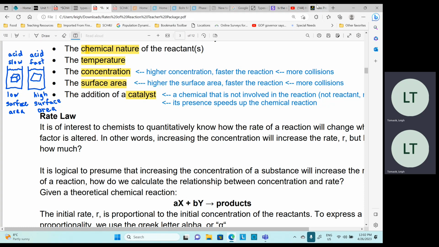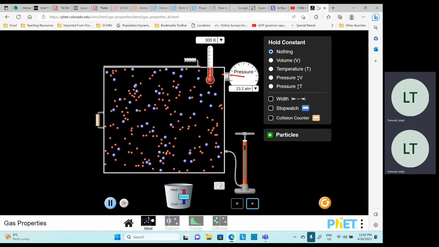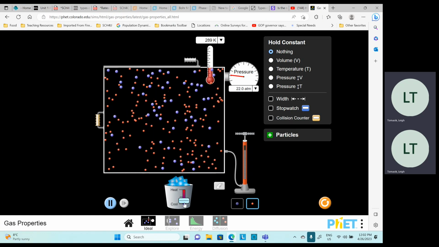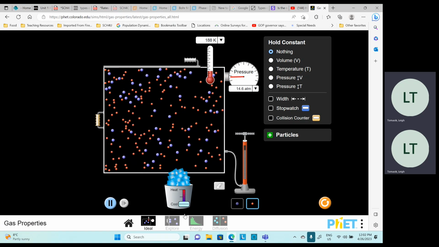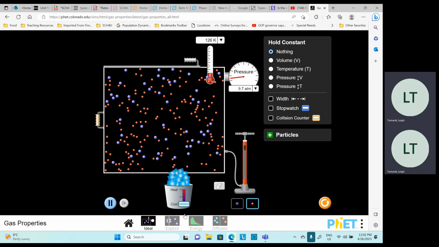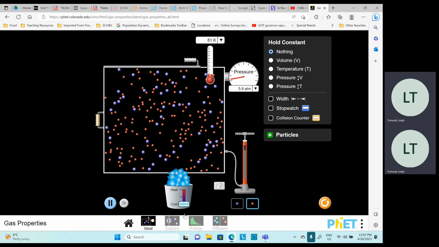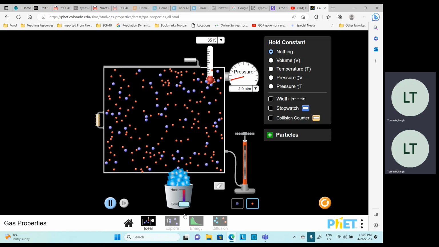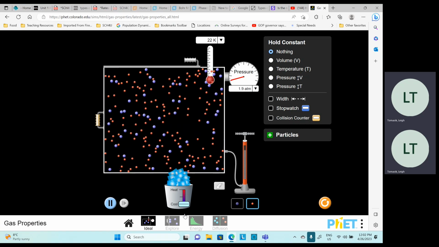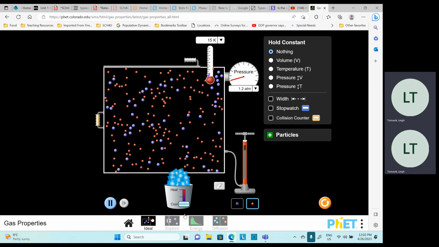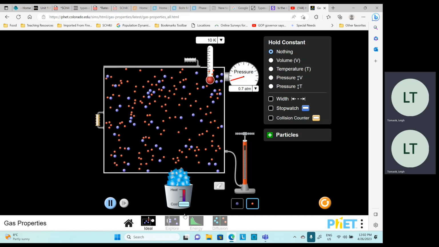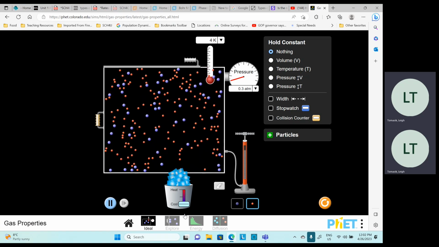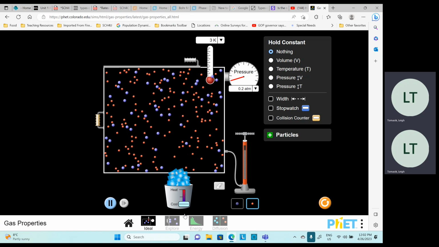Temperature. So we're going to go back to these gas particles, right? And I'm going to cool this mixture down. As I cool this mixture down, you should see that now the particles are moving much more slowly, right? And when they're moving more slowly, they can't really get to the next particle to bump into it, right? So there are fewer collisions when molecules are going slowly. So when I reduce the temperature, the particles go more slowly and there are fewer collisions.